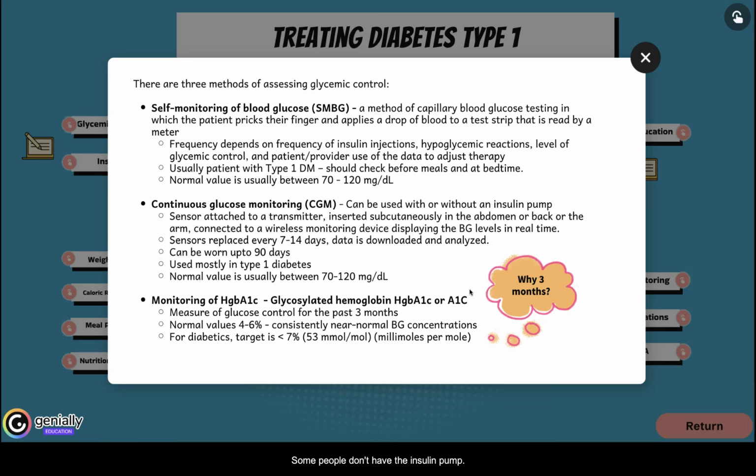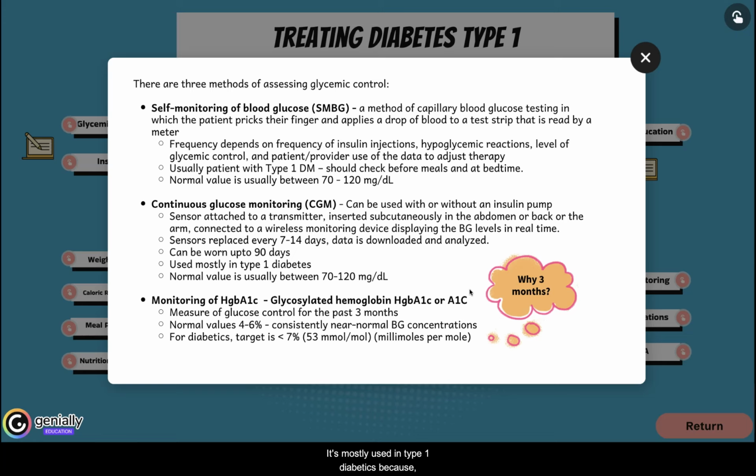Some people don't have the insulin pump. They manually give themselves the insulin based on their blood sugars. But that monitors their blood sugars continuously. Right? Sensors are replaced every 7 to 14 days that are subcutaneously placed. They're replaced every 7 to 14 days. The data is downloaded and analyzed. It can be worn up to 90 days.